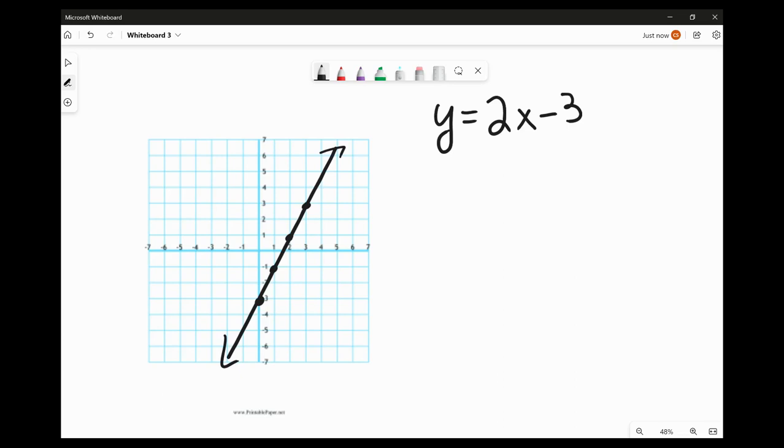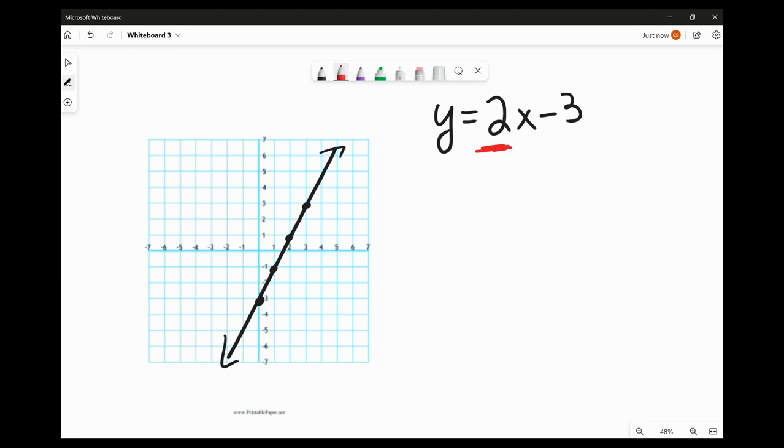Hi guys, today we're going to talk about writing the equation of a line that is parallel or perpendicular to another line that goes through a specific point. What you need to know about a parallel line is that they have the same slope. Remember that slope measures how slanted a line is. So they would both be slanted in the exact same way.